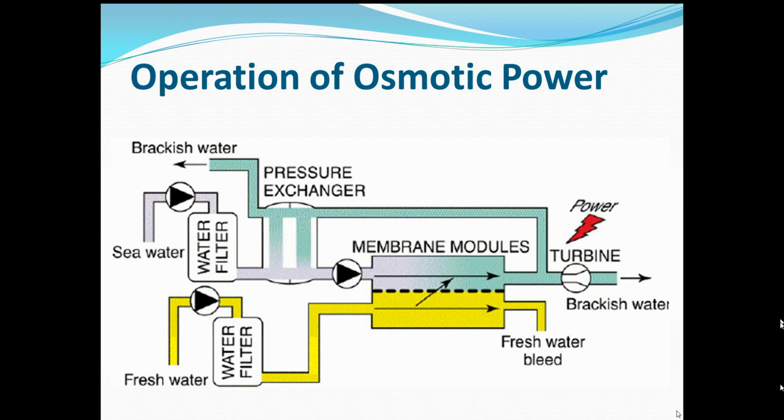Now, before the turbine, there is a stream of pressurized water going into the pressure exchanger. This pressurized stream of water actually helps the fresh seawater coming through the water filter to get pressurized.